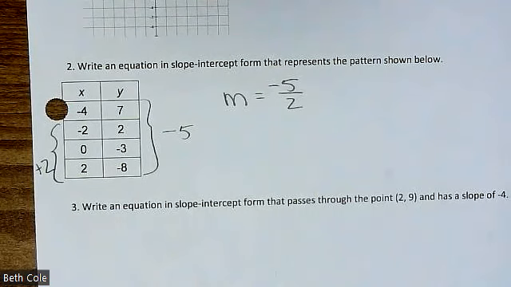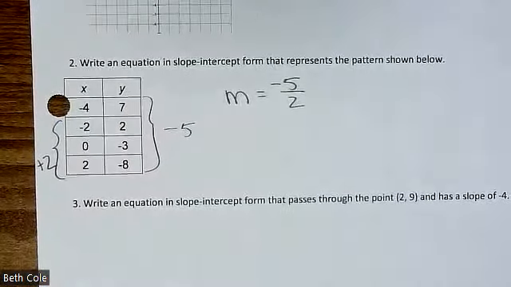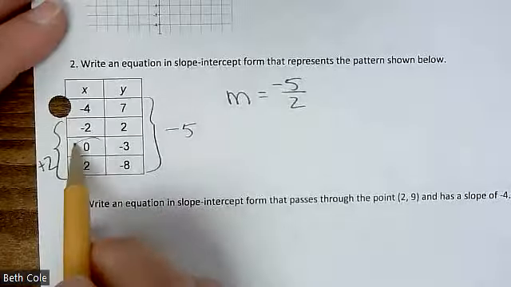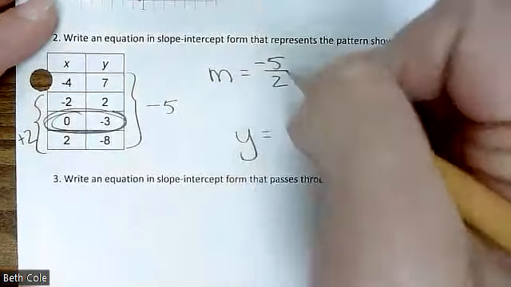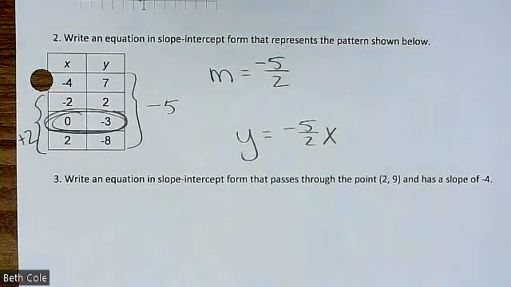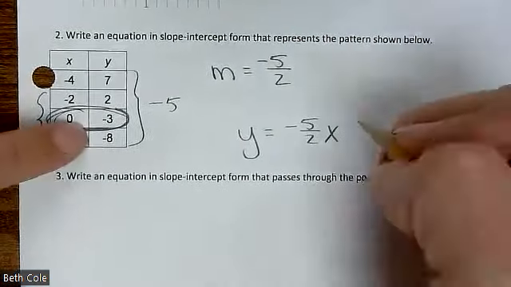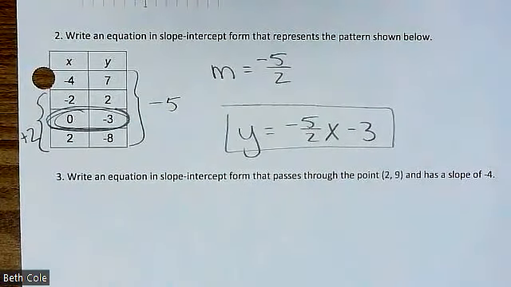Now, you don't have to do any more work. You can just write out the answer because you have the y-intercept. Which point on this table is the y-intercept? Do you see it right here? So your answer will be y equals negative 5 over 2x. That's what we found for our slope. Close. Yep, minus 3. Good. Yeah, nice job.